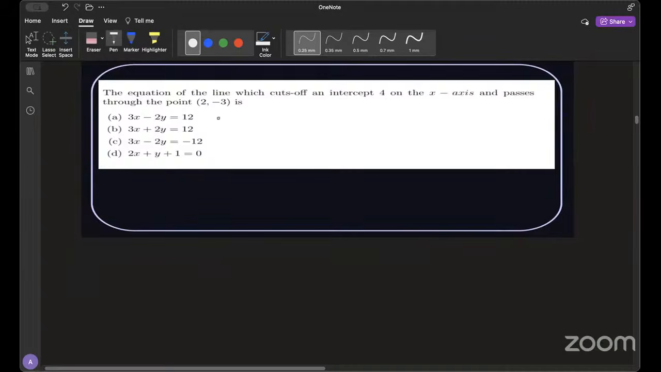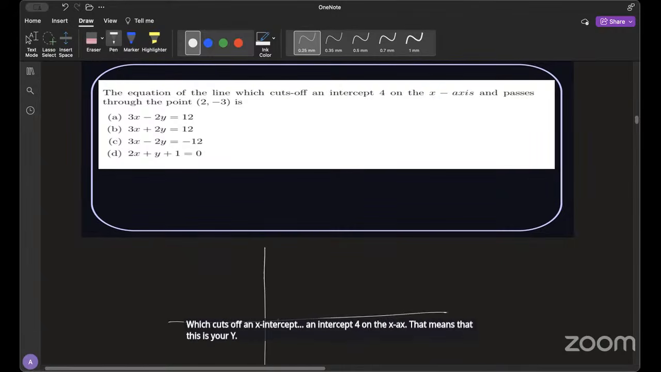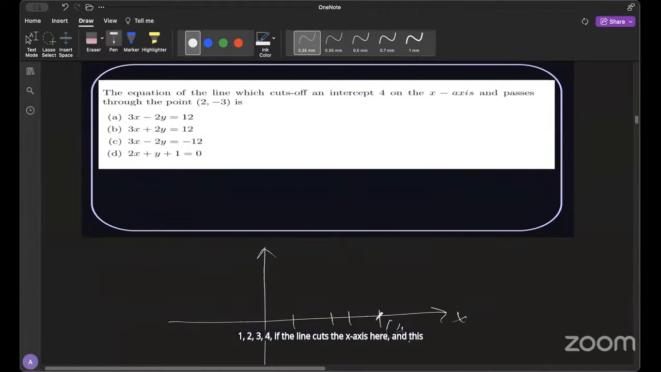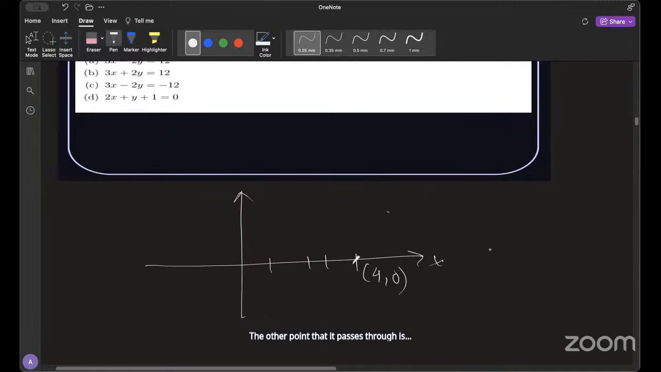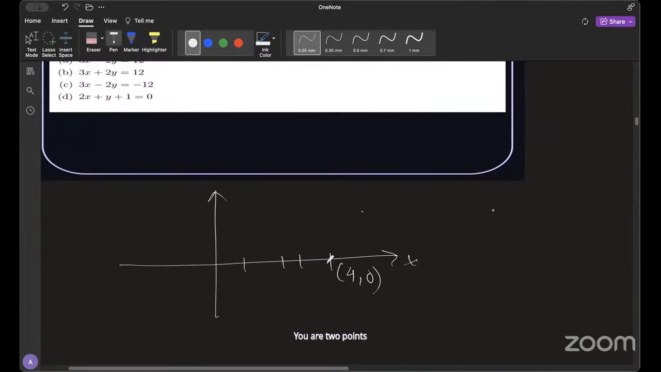This says that there's a line which cuts off an intercept of 4 on the x-axis. That means if this is your y and this is your x, 1, 2, 3, 4, the line cuts the x-axis here, and this point is (4, 0), and it passes through the point (2, -3). It doesn't matter where it is. The other point that it passes through is (4, 0). Right? You have 2 points now.